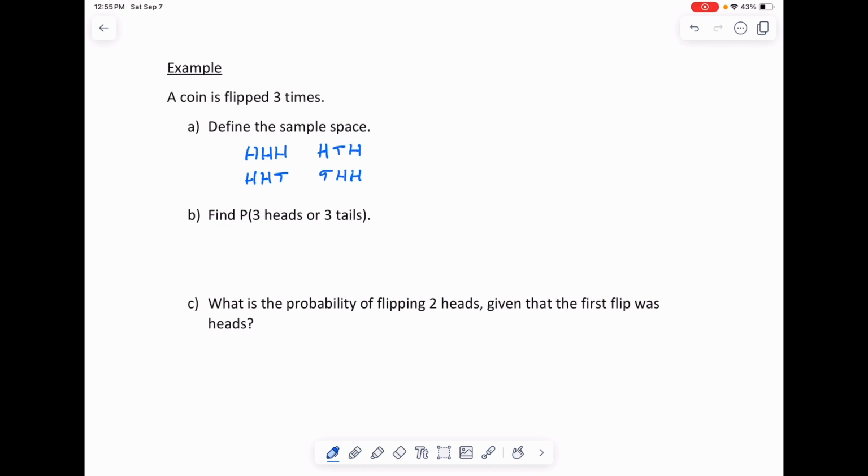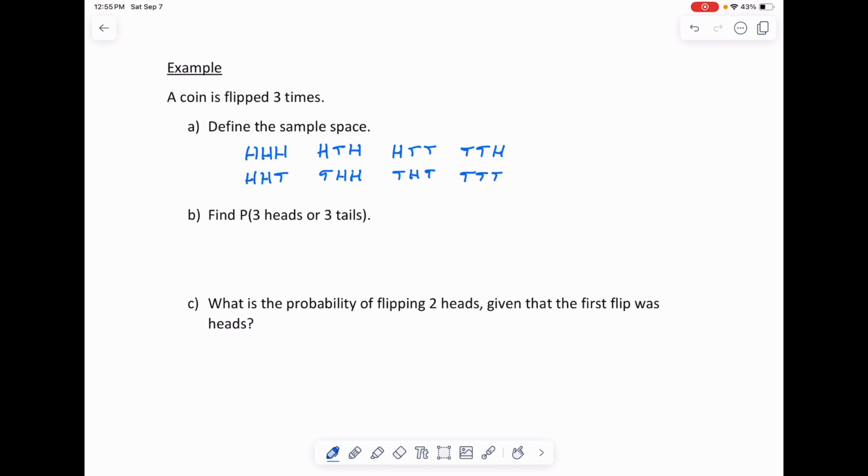And then let's look at 1 head and 2 tails. So head, tail, tail; tail, head, tail; and a tail, tail, head. And then 3 tails would be my last combination. So there are 8 elements, or 8 possible outcomes, in our sample space.